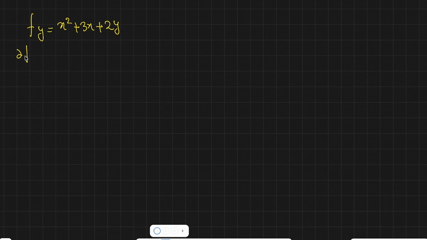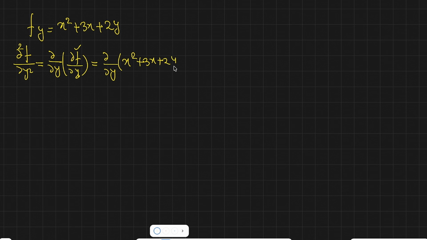If you want to calculate second order partial derivative with respect to y, it is partial derivative of this again with respect to y. So it is partial derivative with respect to y. What is the value of this? That is x square plus 3x plus 2y. Now partial derivative with respect to y of x square, there is no y term, it will be 0. Here it is also no y term, it will be 0. This is 2 into y and partial derivative of y is 1, 2 is constant, so the value will be 2. So f of y will be 2.